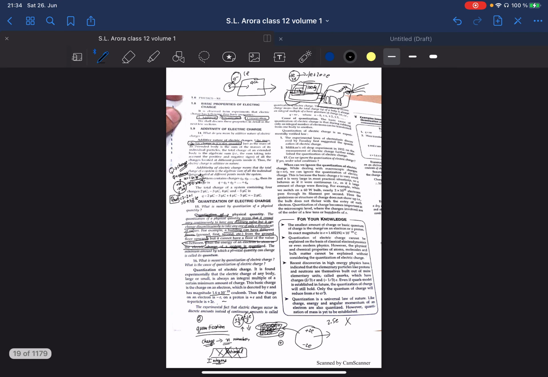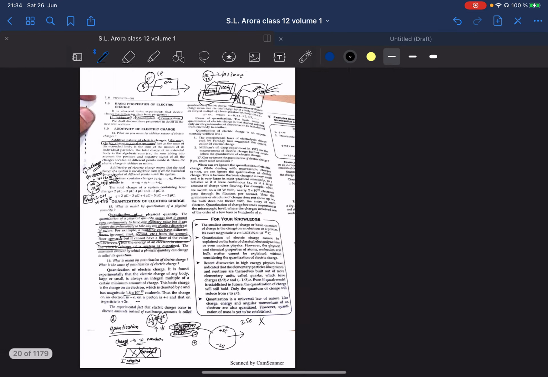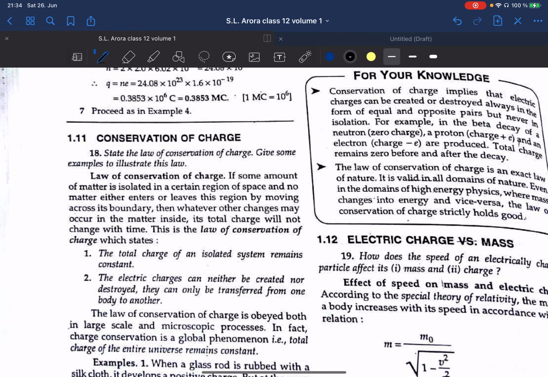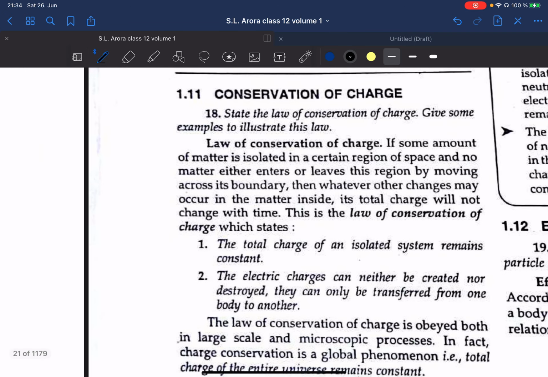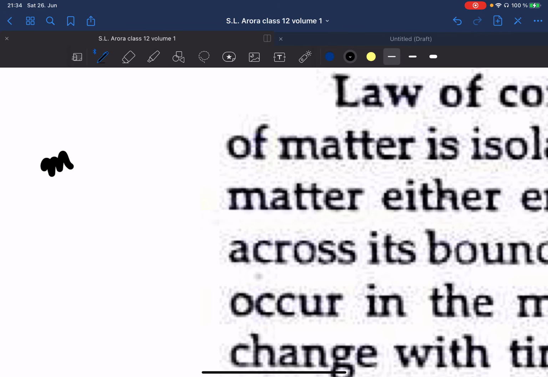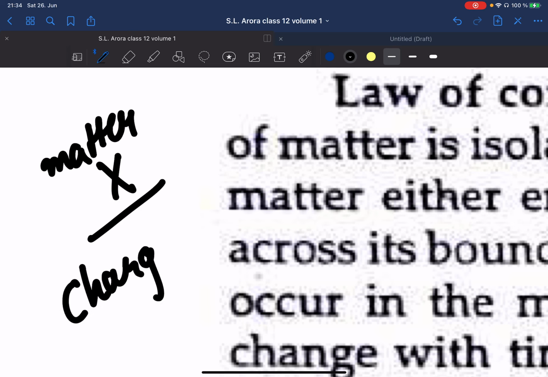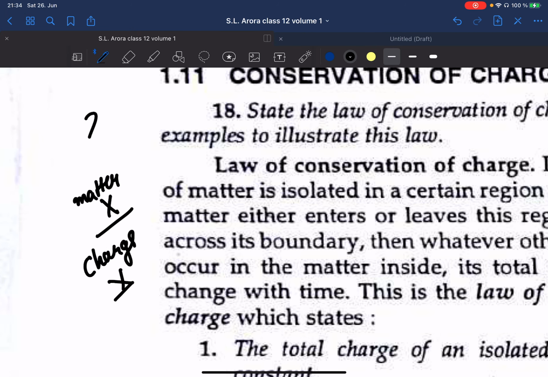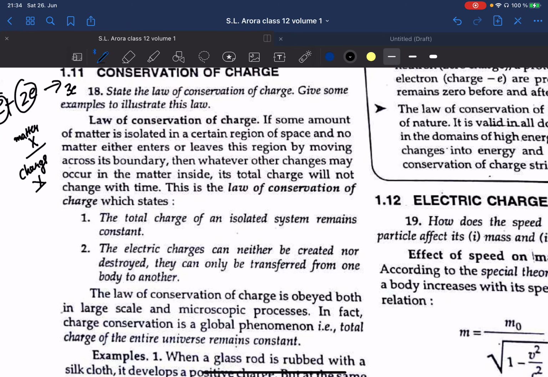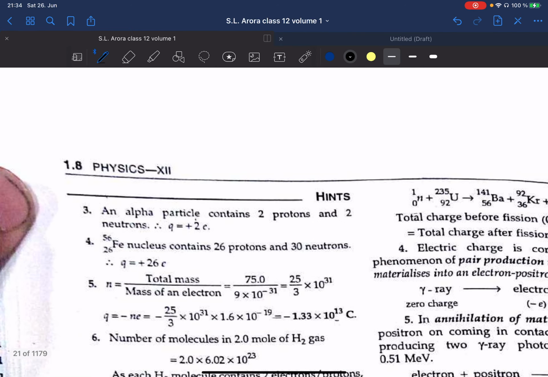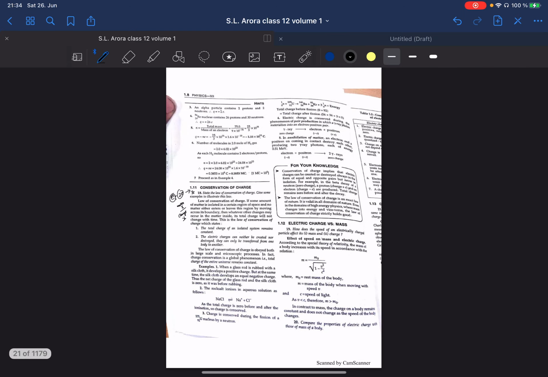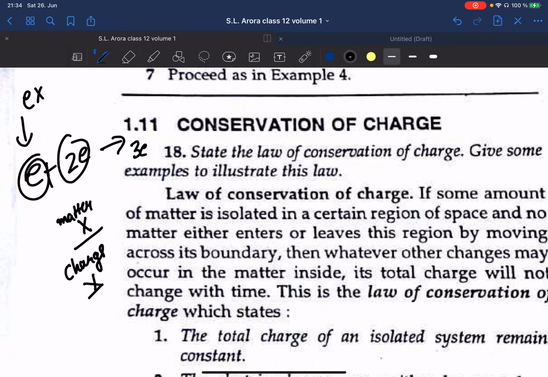So guys, that's basically it for this topic. If I talk about the conservation of charge, what is the conservation of charge? Conservation of charge means that charge cannot be created, just like matter cannot be created. If there's 2e, it can't become 3e. One electron will not just appear; there has to be an external source for it. For this equation to hold, this e should come from an external source.